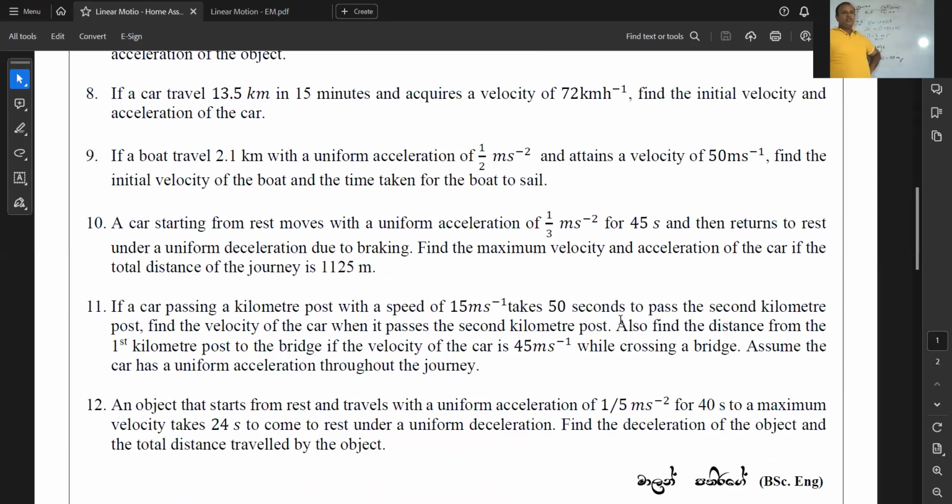Question number 10, 11, 12. Please use equations of linear motion. Do quickly. I think it's 2 minutes per question, so 6 minutes. Wait.